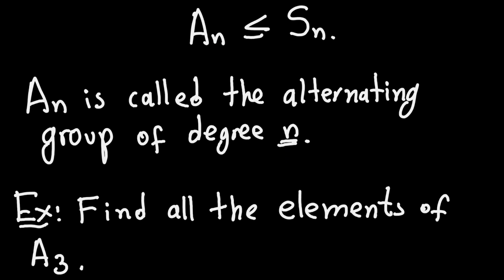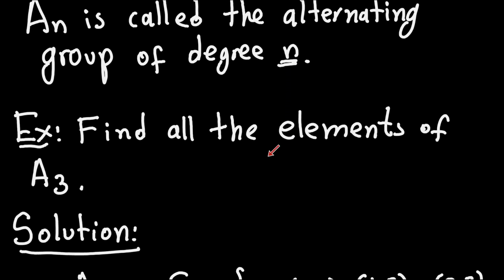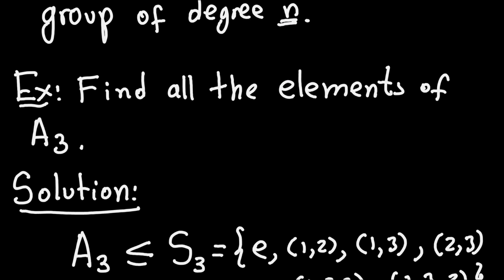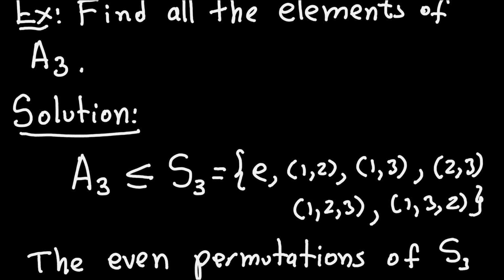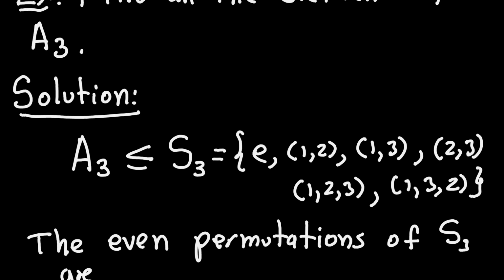But before that, let's do an example. Let's say we want to find all the elements of A3, that's the even permutations on the 3 elements 1, 2, 3. So let's look at that. We already know that A3, the collection of even permutations, is a subgroup of S3.